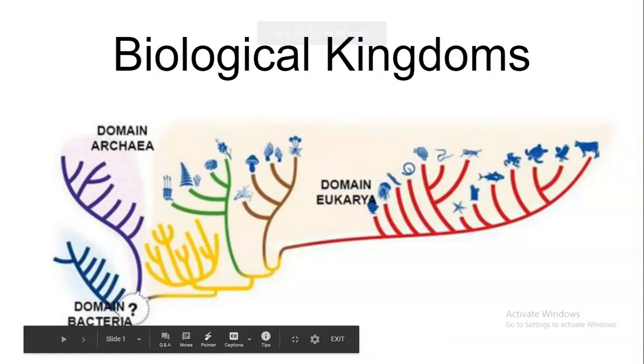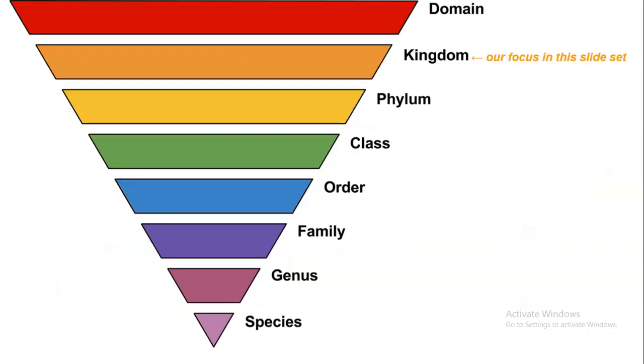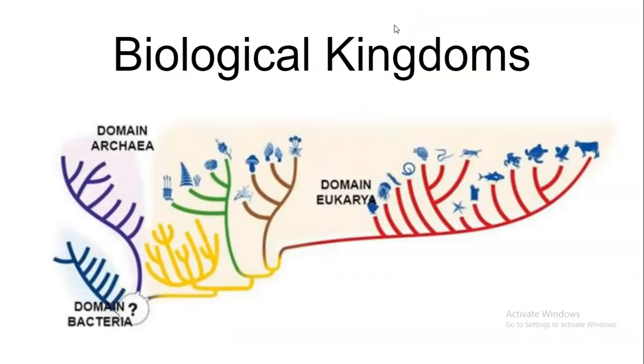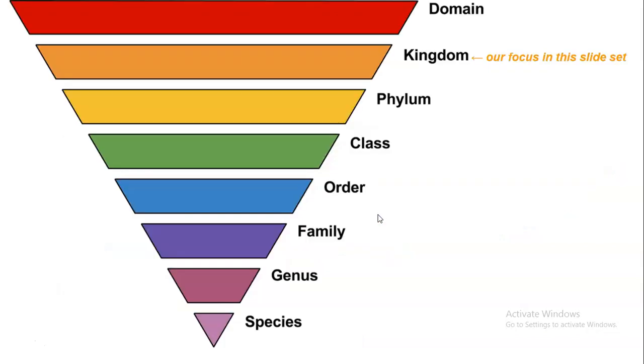Okay, welcome. We're going to talk about the different biological kingdoms today. So remember that last time we focused on domains, and that there were three types of domains: the bacteria, archaea, and eukarya. We're going to focus now one level below that on the hierarchy, at kingdoms.